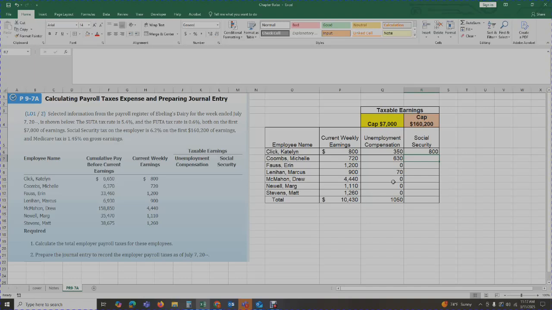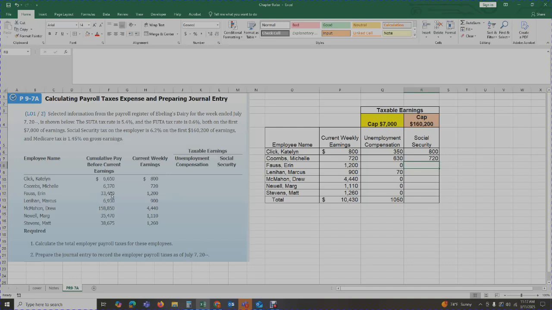Let's look at Michelle. Michelle has only earned $6,370. That means that from this week's paycheck, you're looking at how much is subject to be taxed from this week's paycheck, not the cumulative pay, but the current weekly earnings. That's what we're calculating off, okay? So this week, Michelle earned $720. How much is going to be taxed? The entire amount is going to be taxed for Social Security because Michelle has not reached the cap of $160,200.